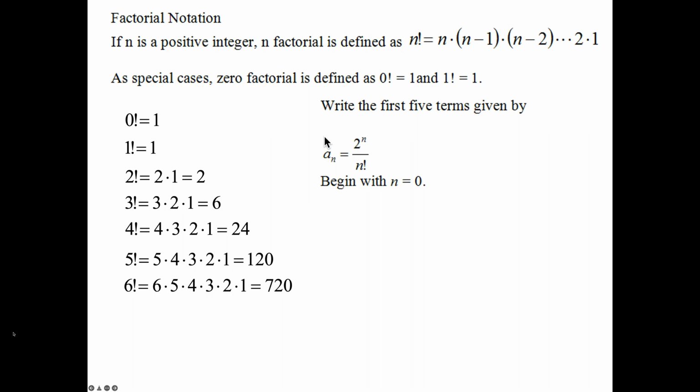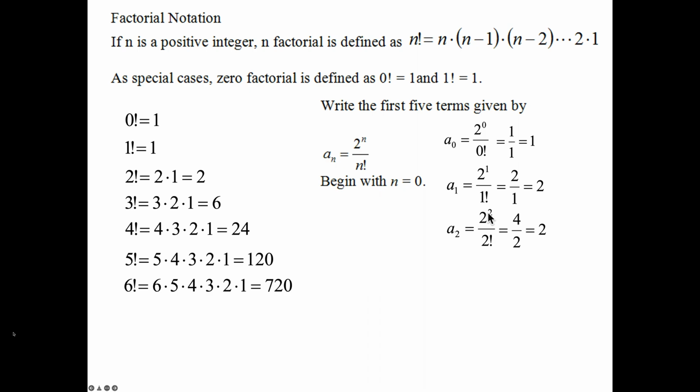All right. Find the first 5 terms given by a sub n is equal to 2 to the nth power all over n factorial. And we want n to start with 0. So a sub 0 is equal to 2 to the 0 power over 0 factorial. Well, 2 to the 0 is a 1. By definition, 0 factorial is a 1. 1 over 1 is 1. A sub 1, 2 to the first, that will be 2. 1 factorial, 1. Simplifies to a 2.